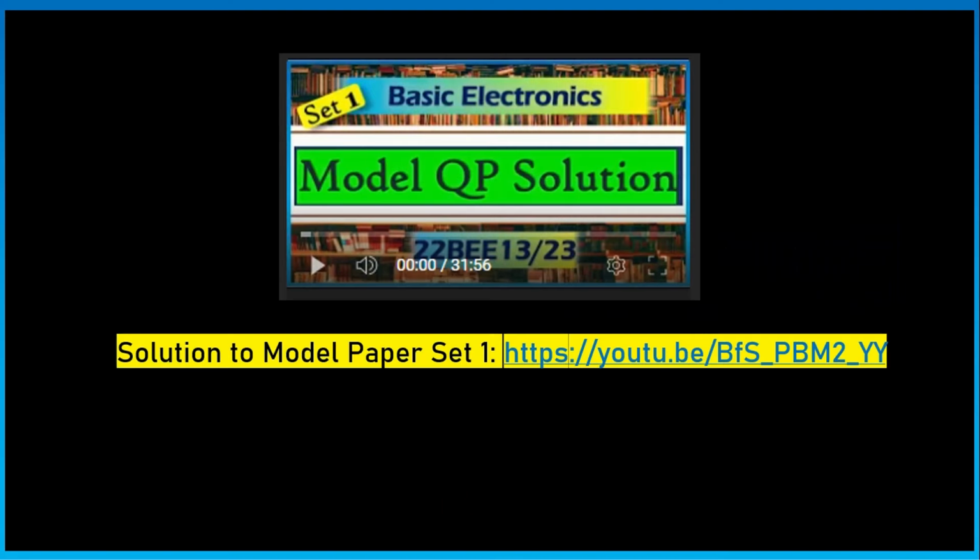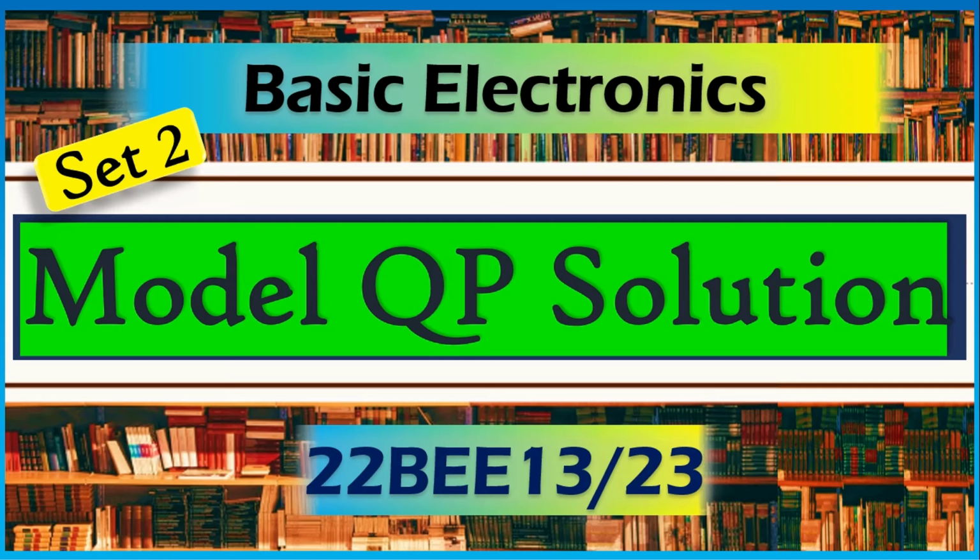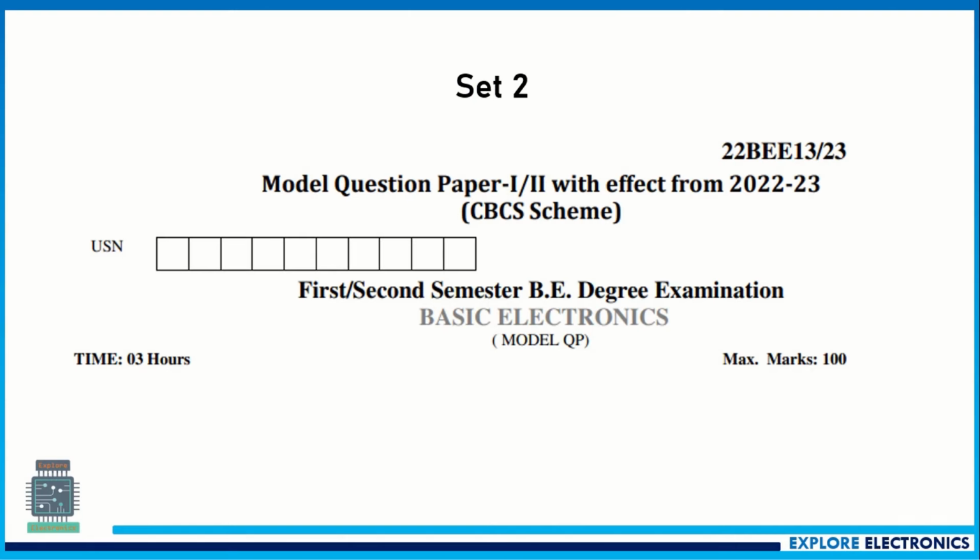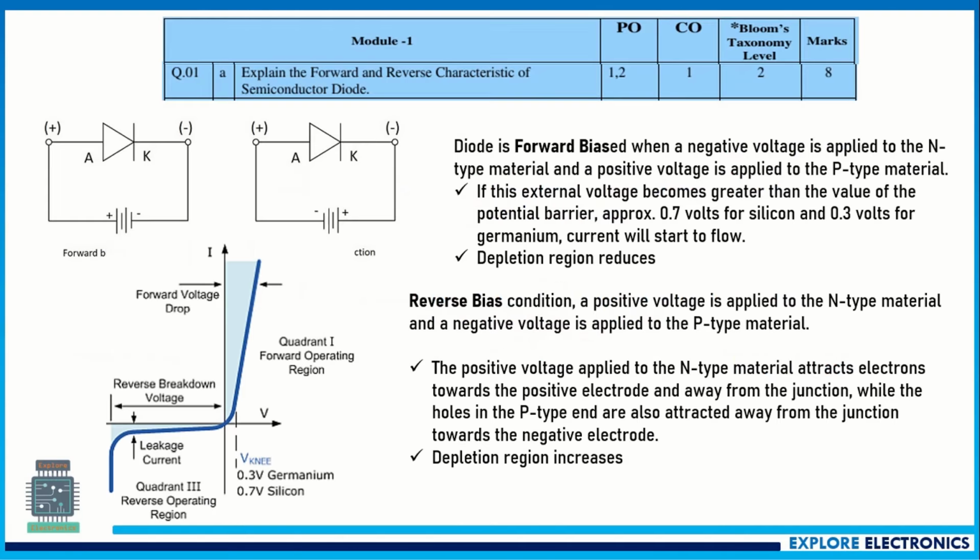In the previous video I have given the complete solution for set 1 model question paper of basic electronics subject. You can see it in this playlist. Now let us see the answers for model question paper for set 2 in the same subject, basic electronics, with the code 22BBEE103/23. Here the first question is: explain forward and reverse characteristic of semiconductor diode.